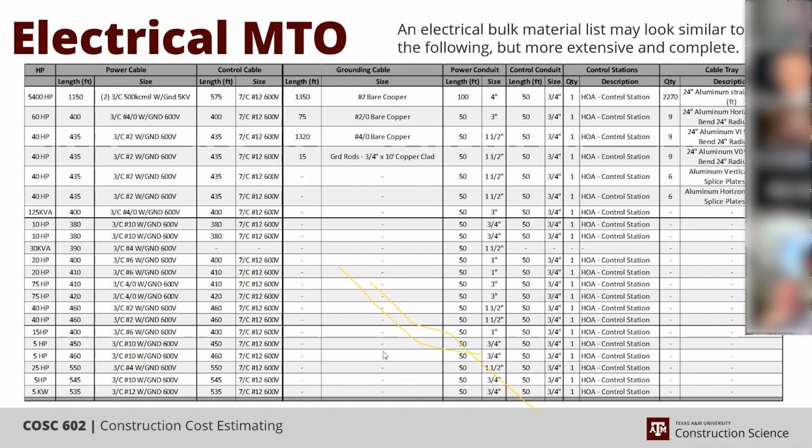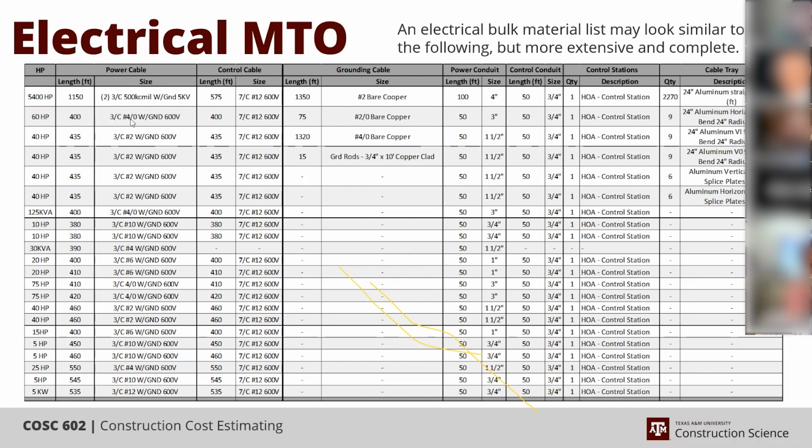This is an example of an MTO for electrical bulks. So you can see here it's covering power cable, control cable, grounding cable, conduit for both control and power, some control stations. So they're basically on and off buttons, and then cable tray. From a document like this, you can quantify how many feet you have here.